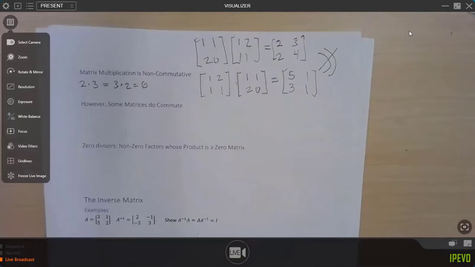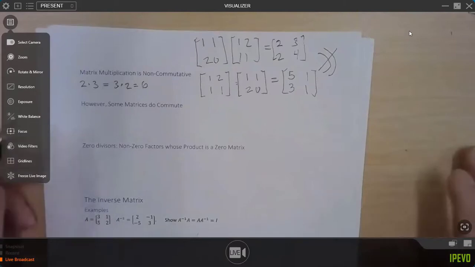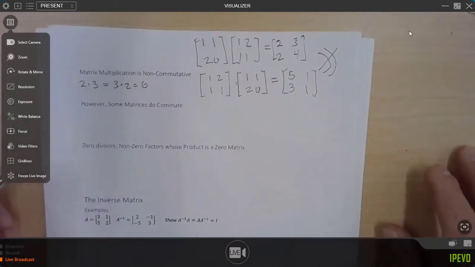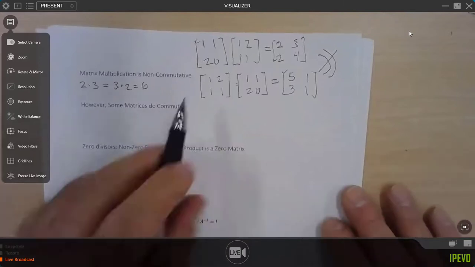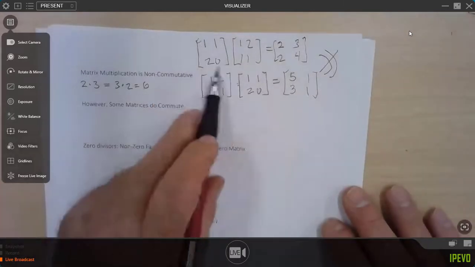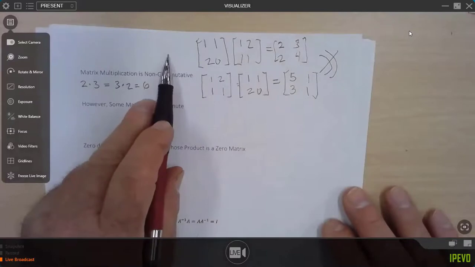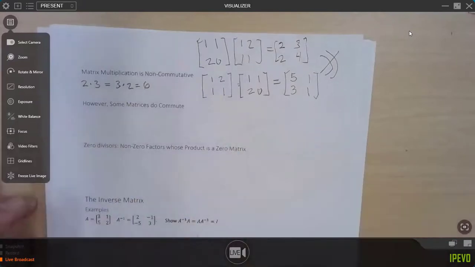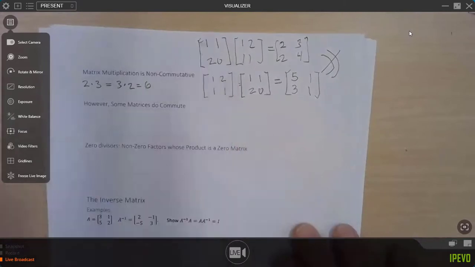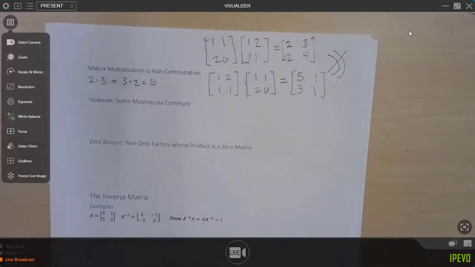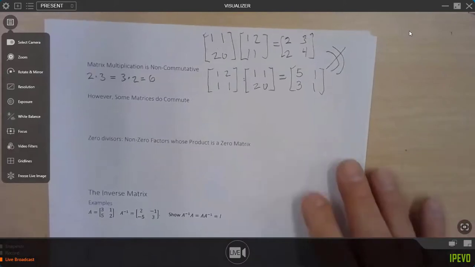Not always, by the way. And so you'd think, well, at least you can depend on it. It's going to be different. Nope. Sometimes it's the same. So for instance, if you took this one here, multiply it on the left or the right by I2, the 2-dimensional identity, you'd get it back again. So, you know, that one works. They do commute, but not all of them do. And most of them actually do not.